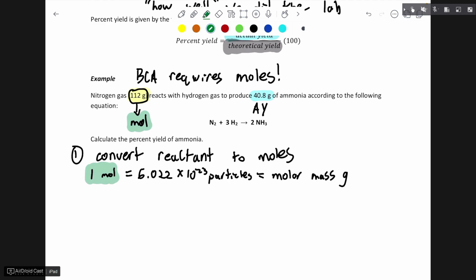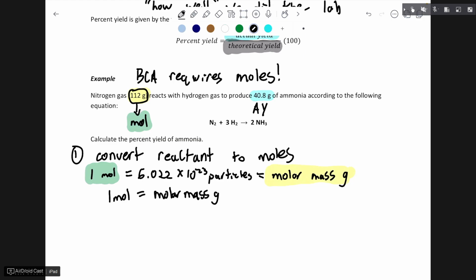So in my conversion factor, it says 1 mole. I'm going to highlight that in green. In my conversion factor, it says the molar mass in grams. I'm going to highlight that yellow. So in order to do this conversion, I need the fact that 1 mole equals the molar mass in grams.